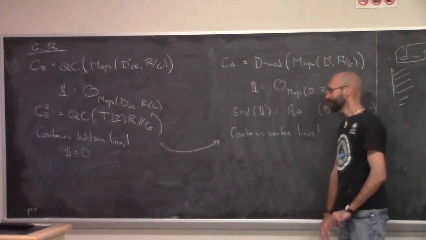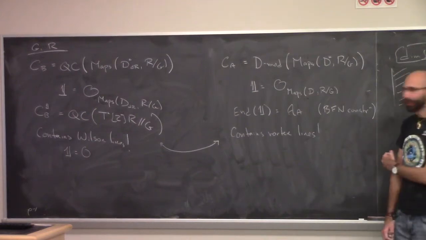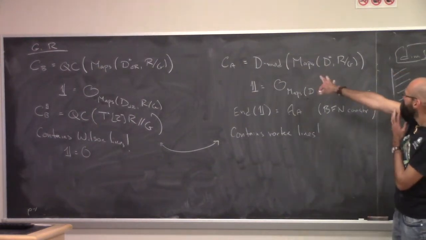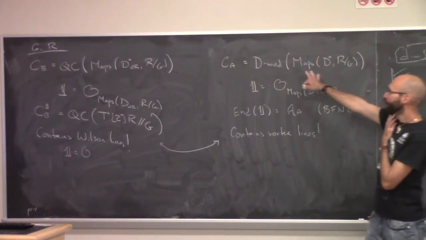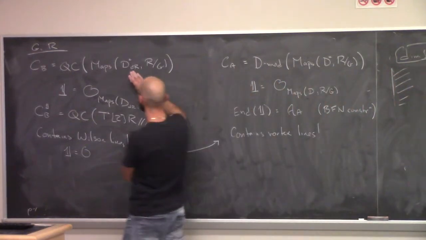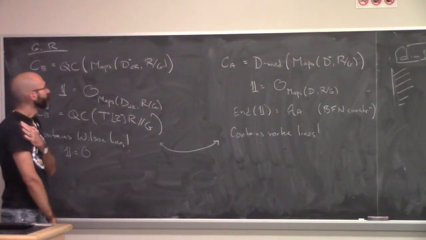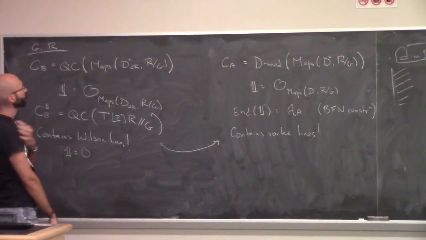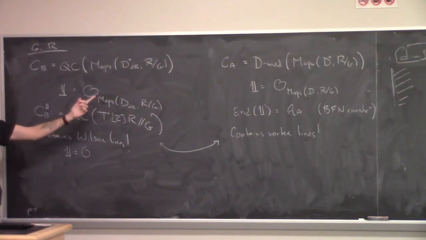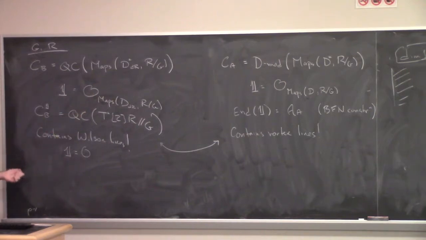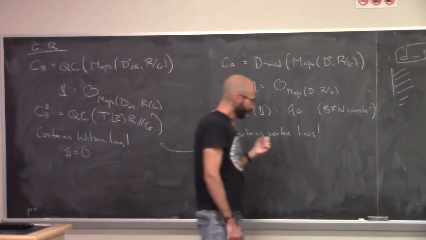Well, I took the question to be: how close is this to Langlands? Yes, exactly. This equivalence really looks a lot like Langlands. If we were to replace this formal disk with a Riemann surface, with a curve, this looks like Langlands.